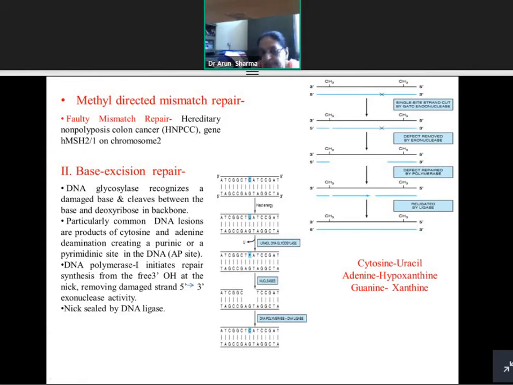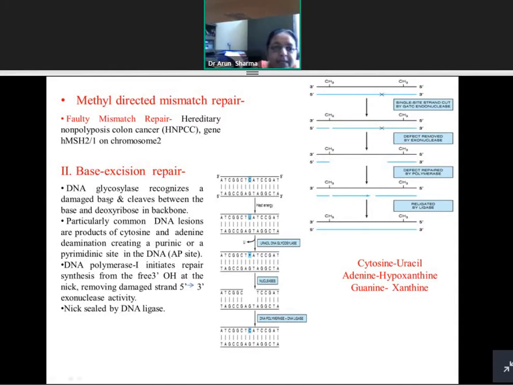Now, as I had told you in the beginning, the enzymes that are required for this are a DNA glycosylase, then a nuclease, and finally the polymerase and the DNA ligase enzyme. DNA glycosylase, as the name itself indicates, is an enzyme which will act upon the glycosidic bond, that is the bond between the deoxyribose sugar and the nitrogenous base. Okay. Now, this detail I will come to.